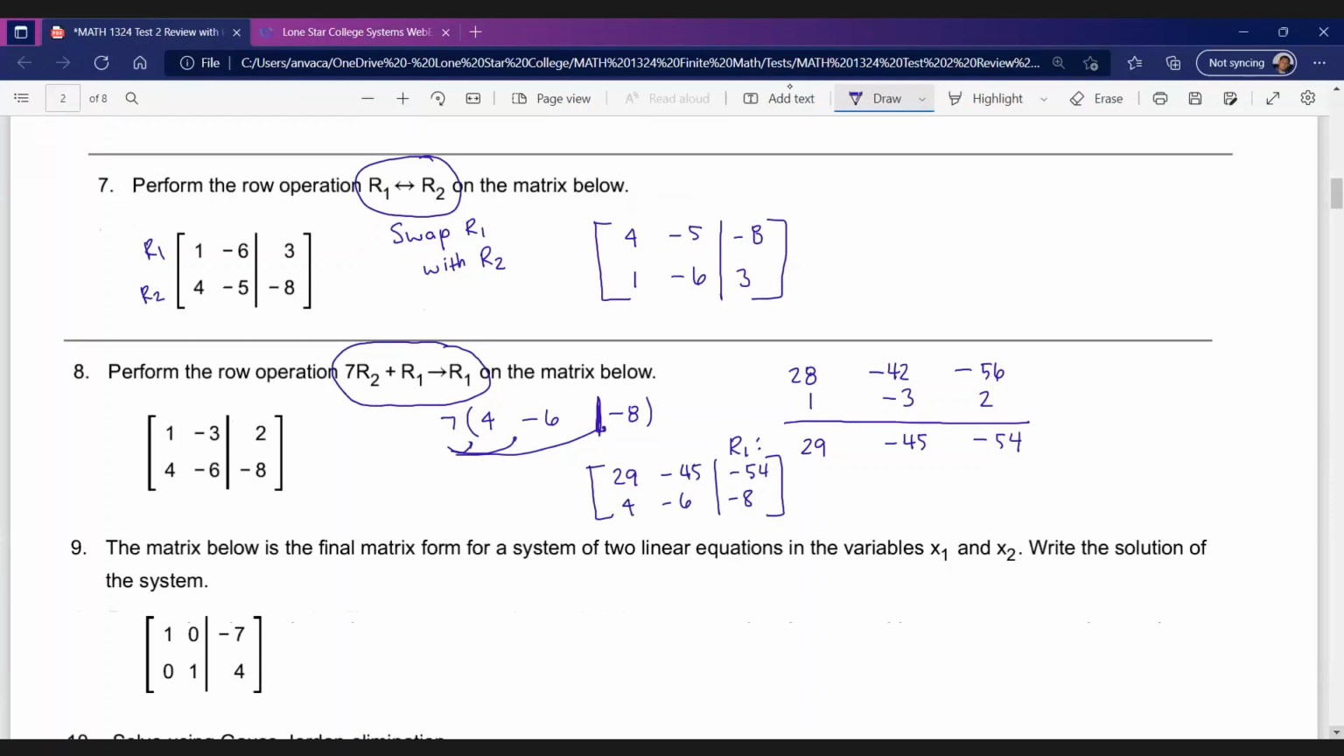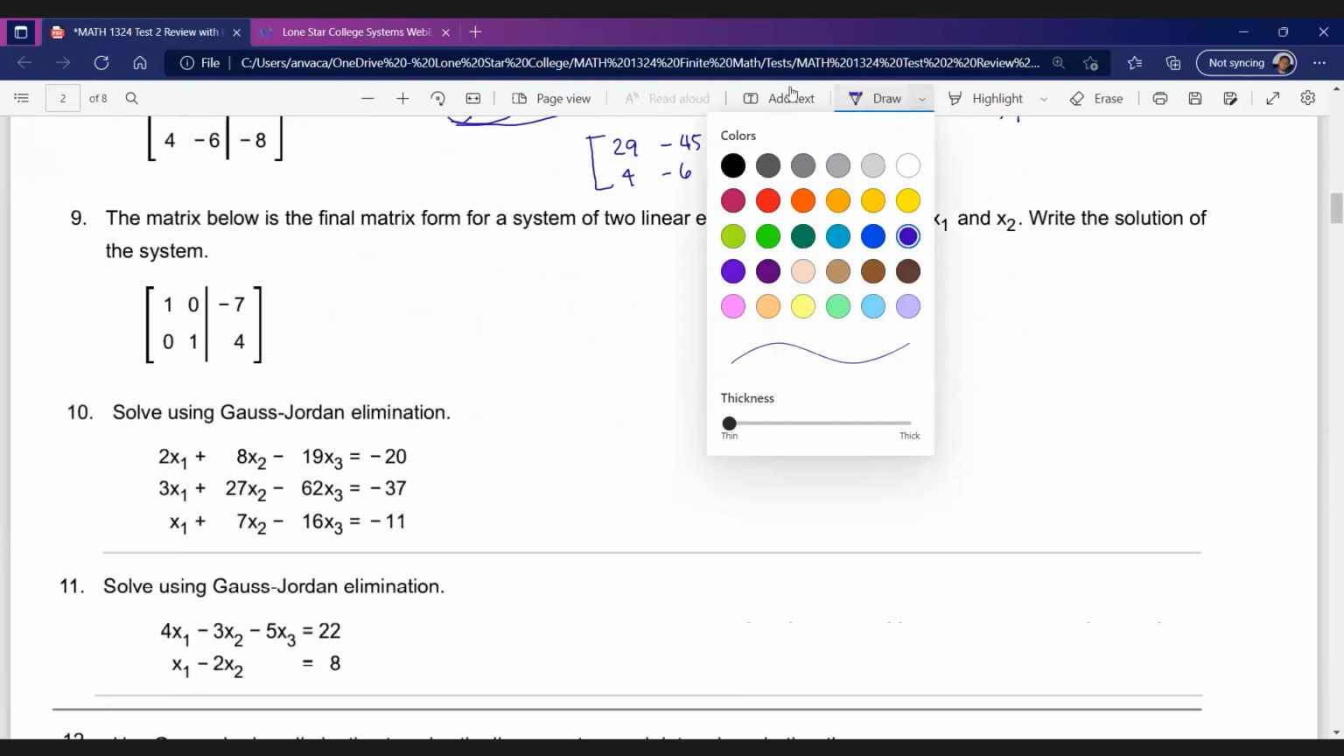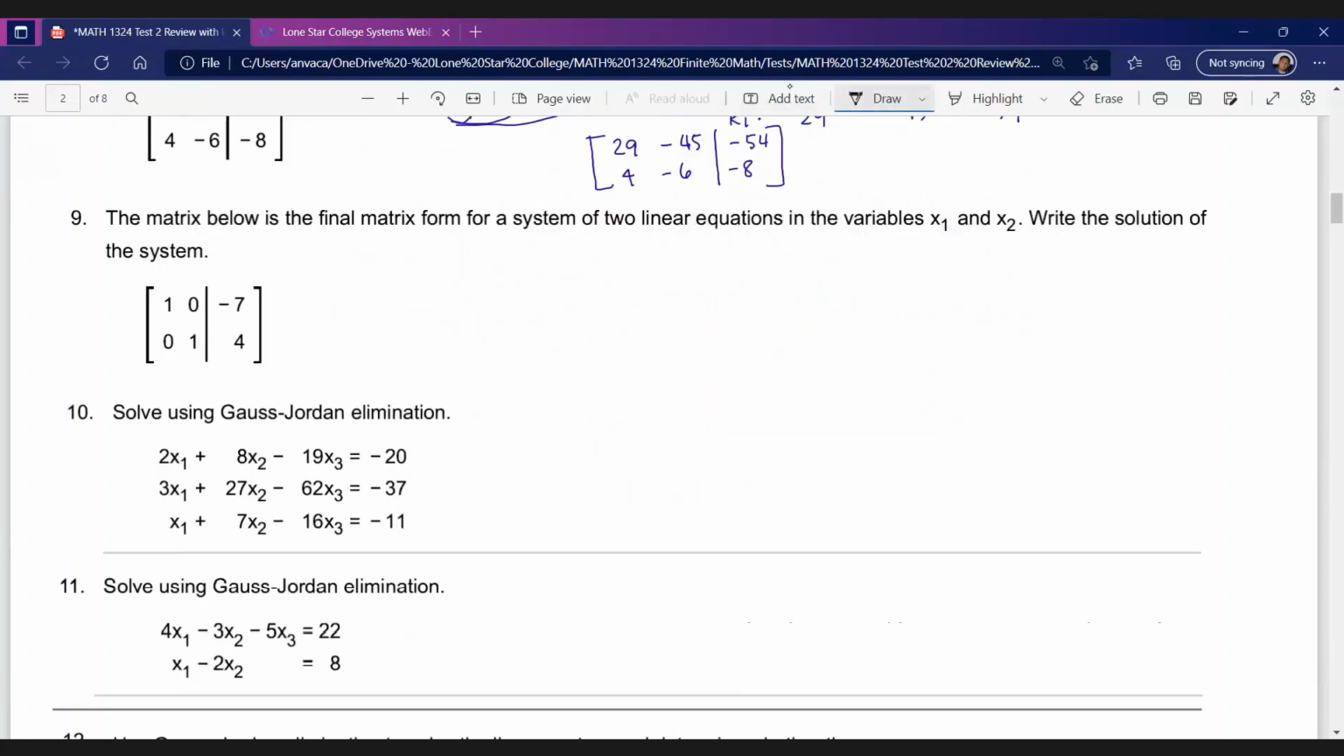All right, let's move on. Number 9, it says, the matrix below is the final matrix form for a system of 2 linear equations with the variables x1 and x2. Write the solution of the system. Okay, so if that's the case, then the first variable will be equal to negative 7, and the second variable will be equal to 4. End of story. Okay.